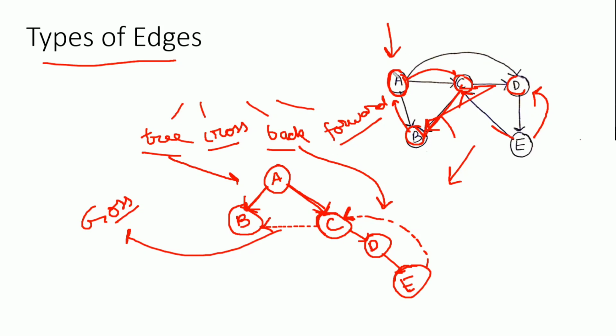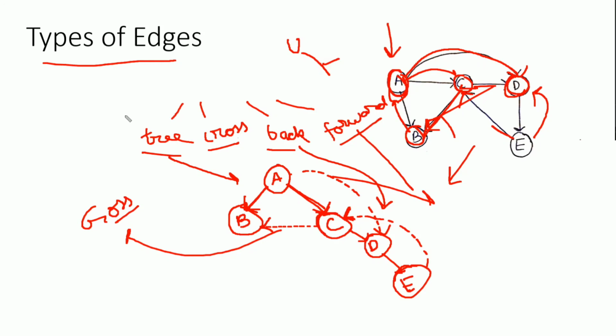Now from vertex A, there is an edge that is connecting to an already visited vertex. This edge is known as a forward edge. A vertex, say A, has a connection with its descendant vertex by an edge in a tree. That edge is known as a forward edge.